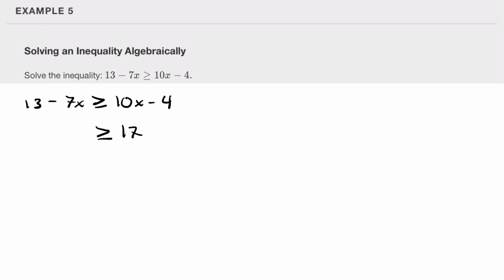That's going to give me 17x. And I'm going to add 4 to both sides. That's going to give me 17. So now I can divide both sides by 17. We get 1 is greater than or equal to x.